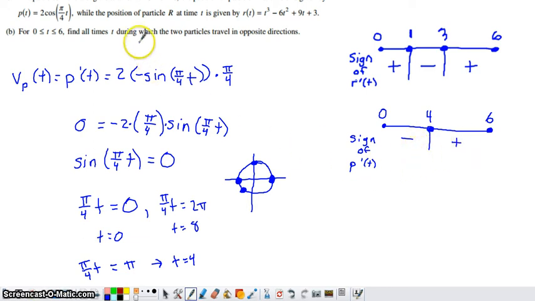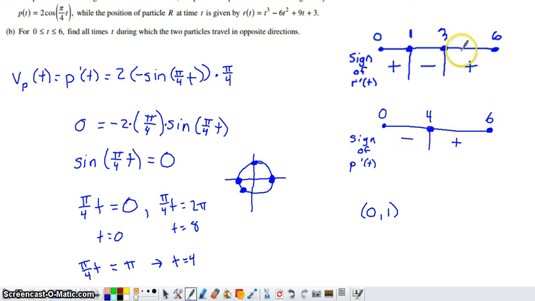So when do the particles move in opposite directions? Well, they're moving in opposite directions on the interval from 0 to 1, right? Because on the interval from 0 to 1, particle r is moving to the right and particle p is moving to the left, right? Positive velocity, negative velocity. And then from 1 to 3, they're moving in the same direction, right? Particle r is moving to the left, particle p is also moving to the left.